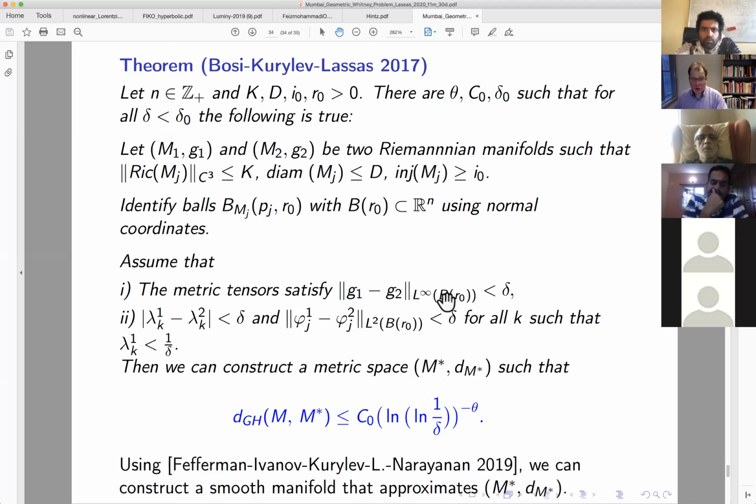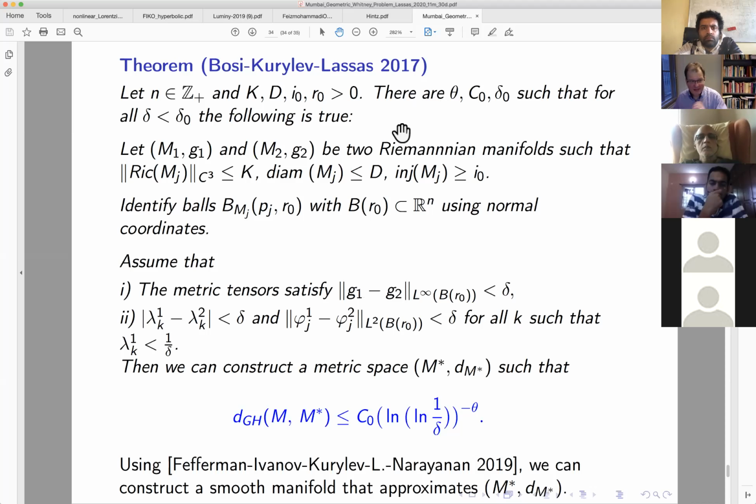So what type of results can one prove when one combines all these results? With Bosi and Kurylev, we proved that if we are given the dimension of the manifold, bounds for the curvature, diameter, injectivity radius, and the radius of the ball where we do measurements, then there are some parameters such that the following is true.